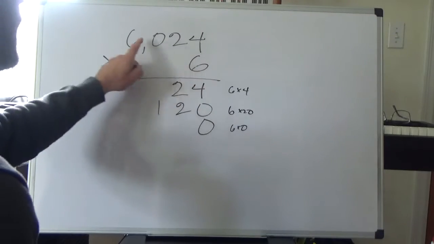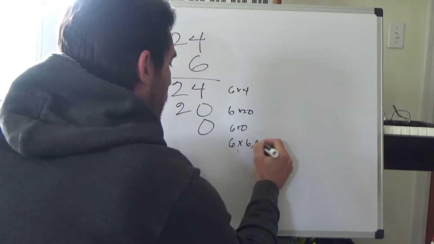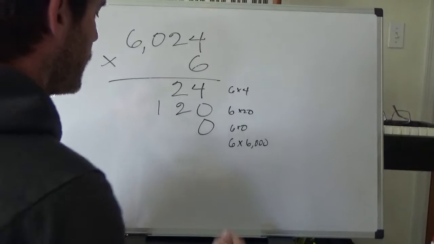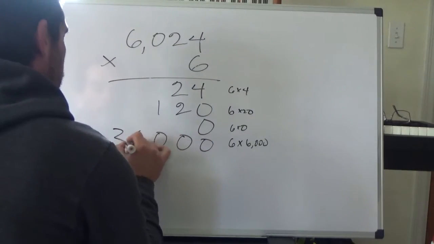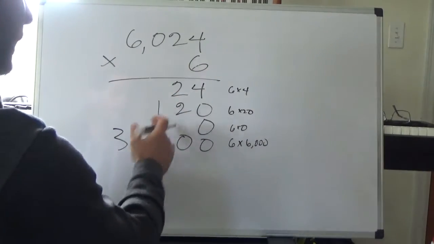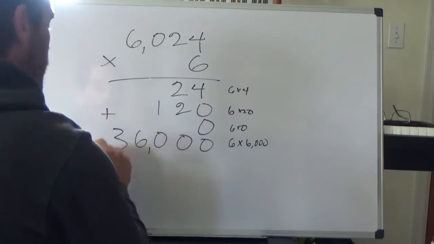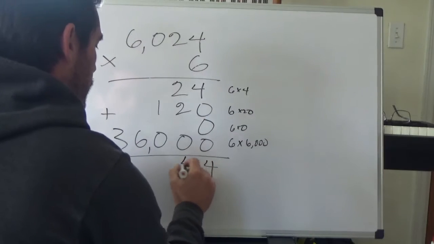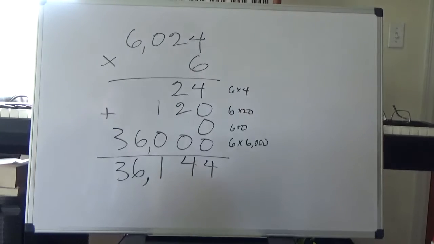And then I have 6 times 6,000. Well, 6 times 6 is 36. 6 times 6,000 is 36,000. And I'm going to fill this in oddly from right to left so I don't start over here and get messed up over here, and still keep my columns together. So if I add this up, I'm going to end up with 4 ones, 4 tens, 1 hundred. 36,144 is the answer to that one.